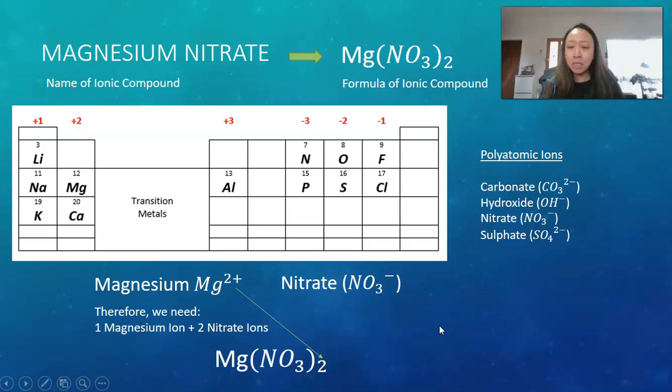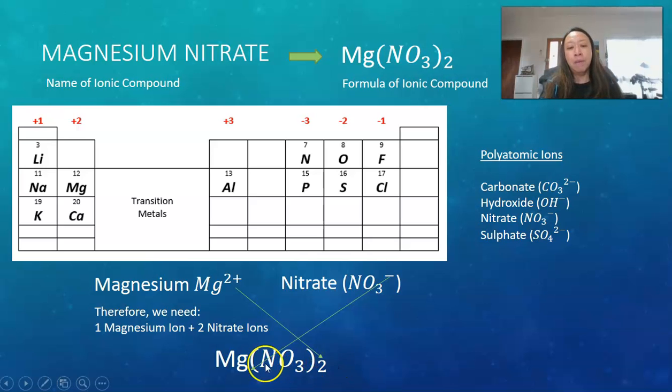We used the shortcut previously and it was really useful, so let's do it again. Magnesium has a +2 here, so the 2 goes down to where the nitrate is. And nitrate has a -1, so the 1 goes down to where the magnesium is. But we do not write 1, it's a common notation that we don't write it.